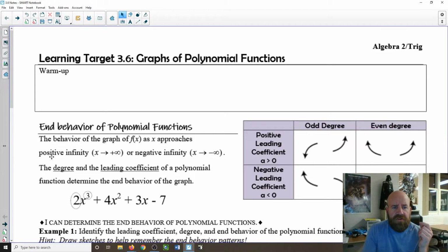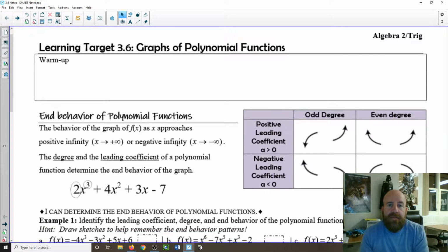So as x approaches positive infinity, that means we're going to the right on the graph. As we travel to the right, what is the y value doing? Is it going up towards positive infinity, or is it going down towards negative infinity? And then as x approaches negative infinity, so we're going to the left, what is y doing? Is it going to positive infinity or negative infinity? That's what we're talking about when we talk about end behavior. What is the end doing?